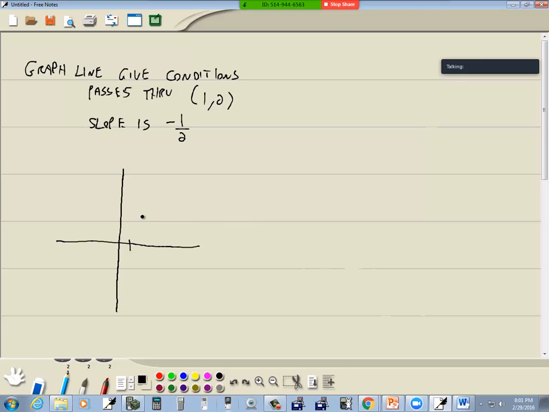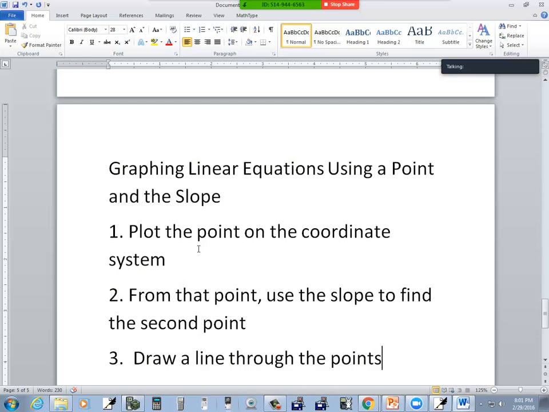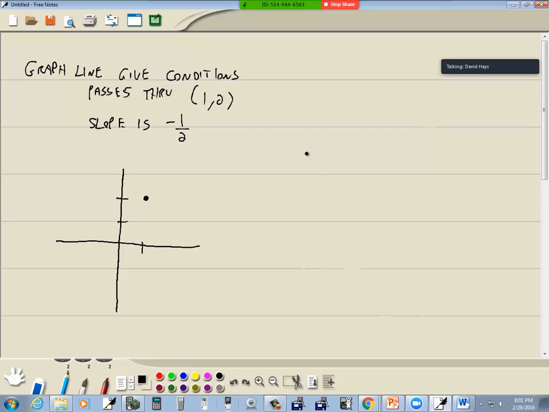Let me try that again. So (1, 2) would be right there. That's step 1. Now step 2 says from that point use the slope to find the second point. Well, our slope was negative 1 over 2. Now remember, this is the change in y over the change in x.